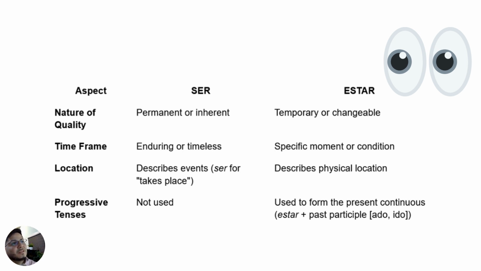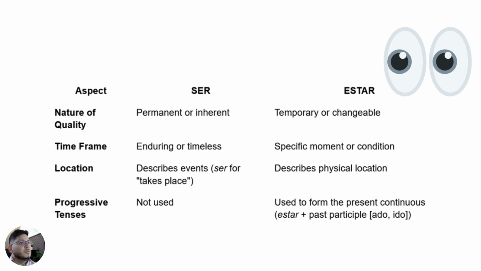So maybe it makes more sense when you compare it to estar. For estar, you do use it for specific moments or conditions. So el gerente está en la oficina. The manager is at the office. So there's one specific moment or condition, which is also why we don't use it for describing the time, telling the hour. Locations. The key point here is that ser is used to describe events or the location of an event.